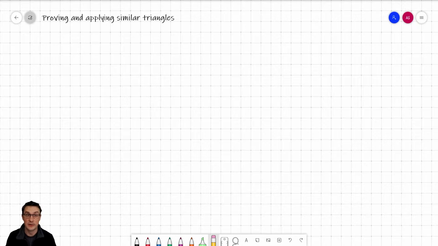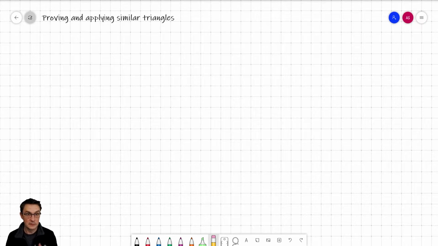Amazing people. What I'm going to do today is show you how to prove and apply similar triangles. Now, one key thing here is if two triangles are similar, their corresponding angles will be equal and their corresponding sides will be proportionately equal as well. So that's shown by the scale factor.